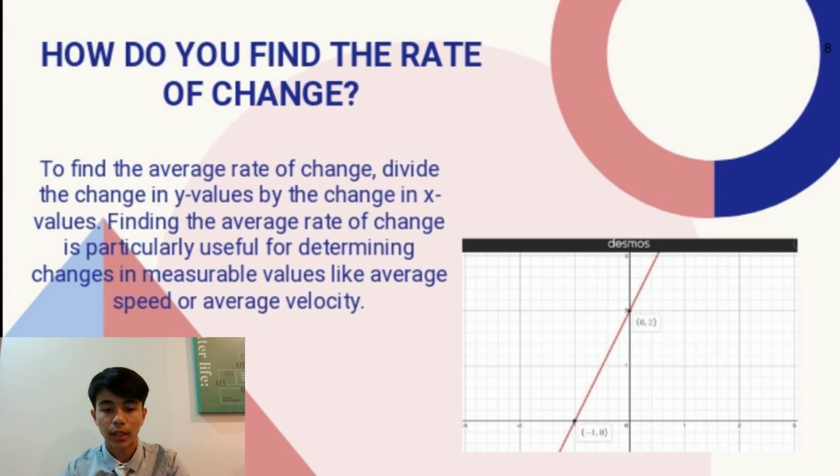How do we find the rate of change? To find the average rate of change, divide the change in y values by the change in x values. Finding the average rate of change is particularly useful for determining change in measurable values like average speed or average velocity.